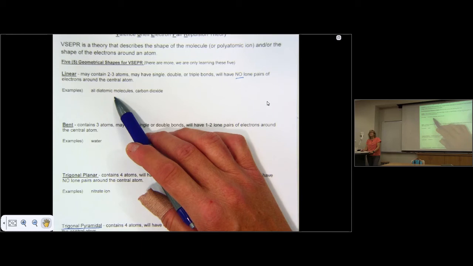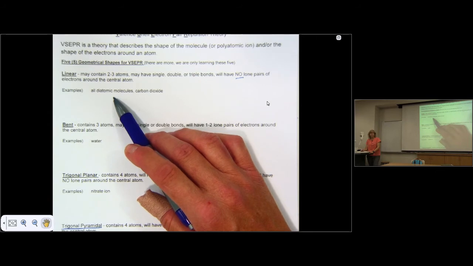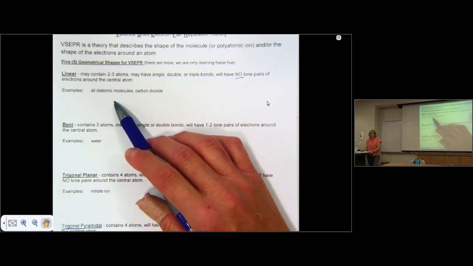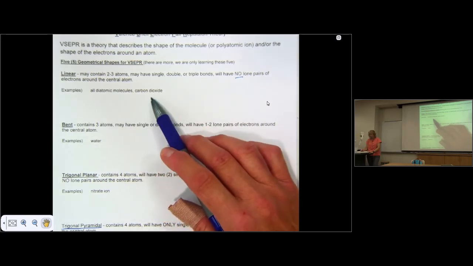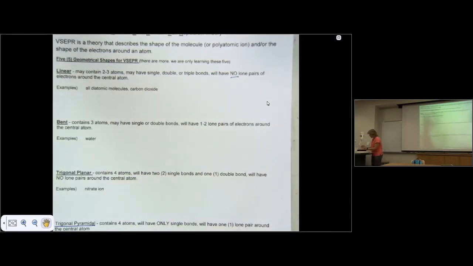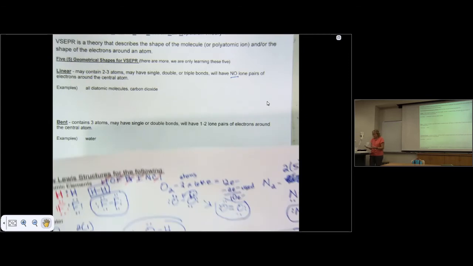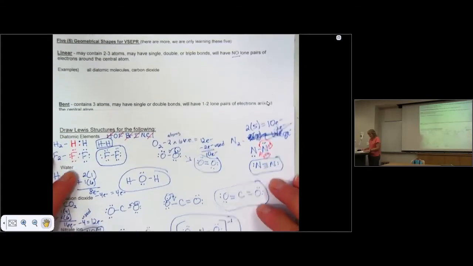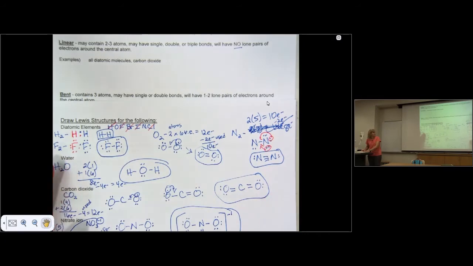What's the shortest distance between 2 points? A straight line? So if you have H-H or O double bond O or any of those diatomic molecules, are they going to be linear? Yeah, there's no central atom. There's nothing to bend them. They're all going to be linear. So all your diatomic molecules are going to be linear. And then I'll list for you carbon dioxide. So what I want you to do is have this in front of you, go back over to this page that you did all the drawings on, and find carbon dioxide and look at it. And tell yourself, why is it linear?